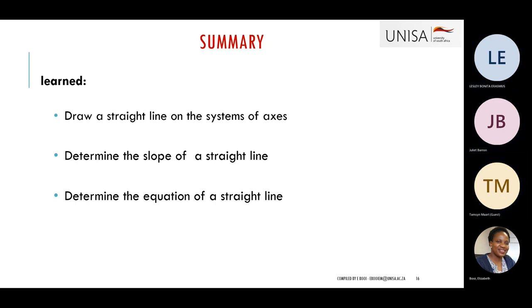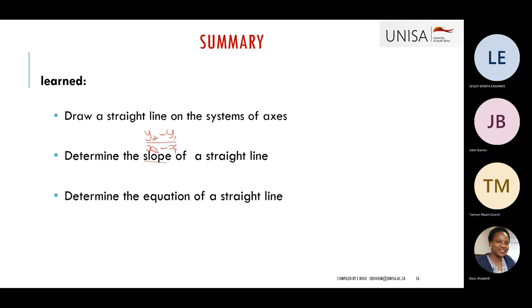Yeah. Just to recap on what we've done today. We've learned how to draw the straight line when we are given 2 points. We can also determine the slope of the line by looking at the line, whether it's positive or negative. And we can also calculate the slope. Remember, the slope is your y2 minus your y1 over your x2 minus x1, and it will also tell you whether the slope is negative or positive.